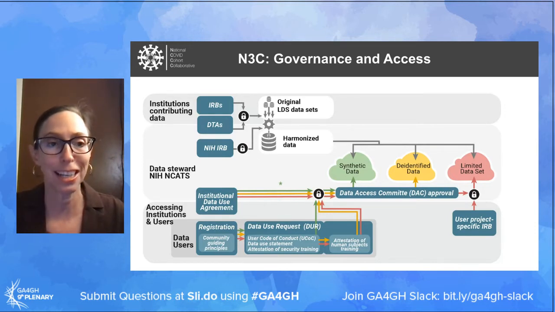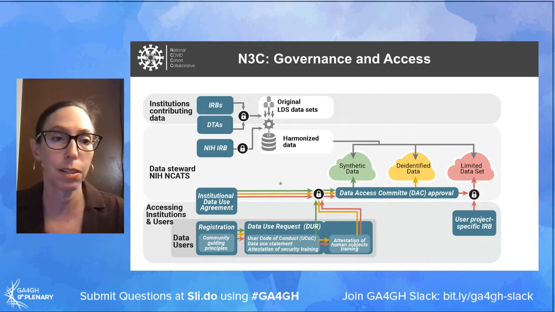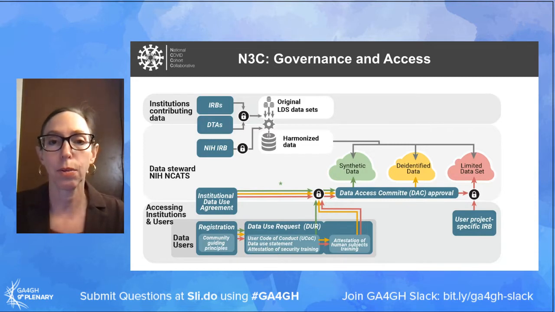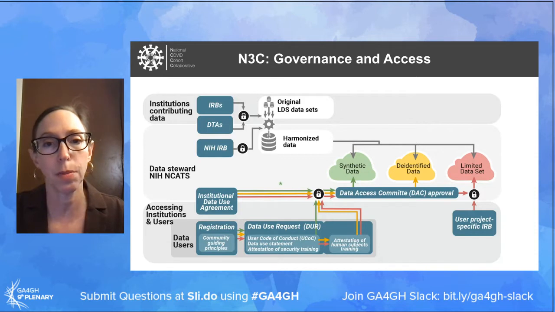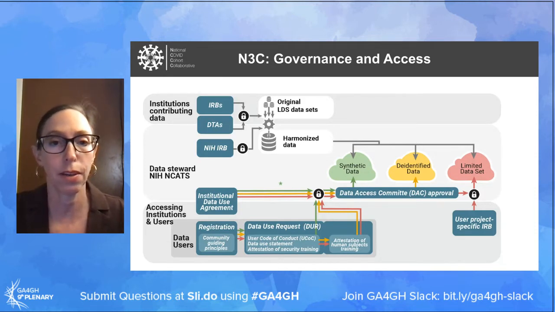In the United States, we do not have a common electronic health record system. So it's especially challenging to aggregate data from across different institutions. So the way it works is that institutions that contribute data have an IRB and a data transfer agreement with the government, and they thereby then transfer those data sets to the National Institutes of Health.